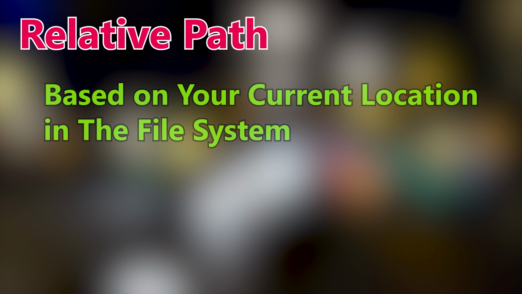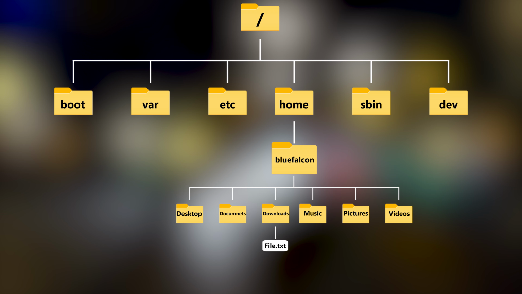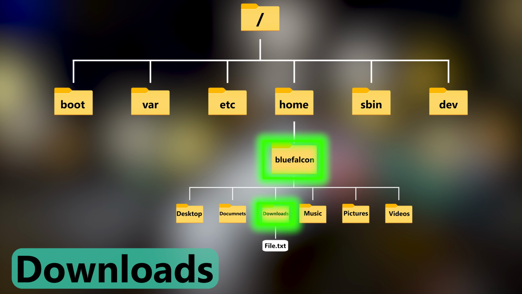A relative path is based on your current location in the file system. For example, because we are in /home/BlueFalcon, the relative path to the downloads directory is simply downloads. This is called a relative path because it depends on where you are right now.